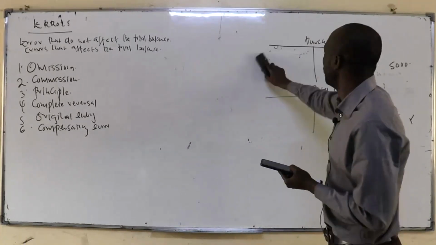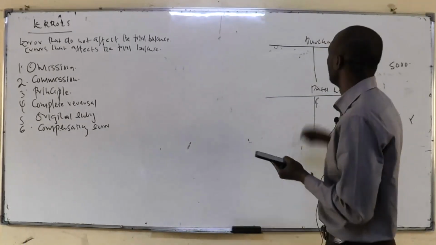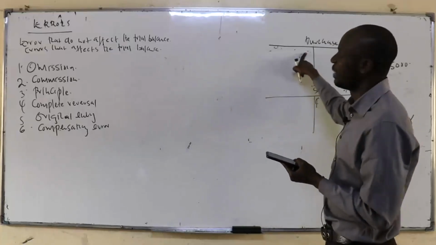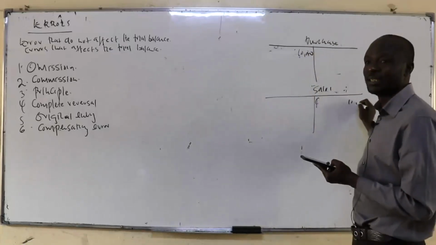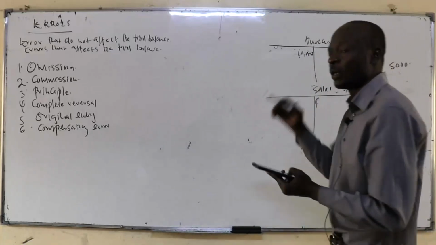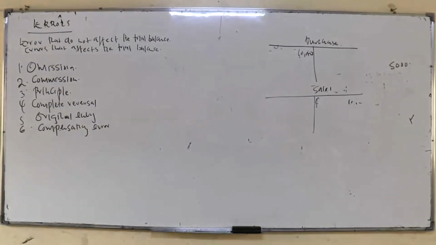For example, you have purchases and you have sales here. So you overstate purchases by 10,000. And then you understate sales by 10,000. So they cancel each other. So you overstate one account and you understate the other account with a similar amount. So those errors cancel each other. Tumezielewa. So we have those six kinds of errors here.